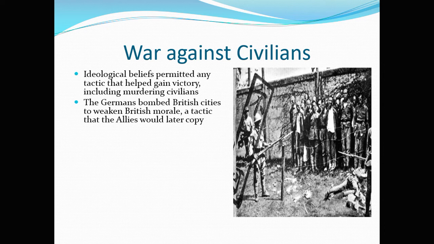Now, if you go back further in time to things like the 30 Years' War, yes, there was certainly a willingness to attack civilians as well. That had gone out of style in the 18th and 19th century, where warfare was primarily between armies. But in the Second World War, there's a greater willingness to use war against civilians in order to achieve victory.